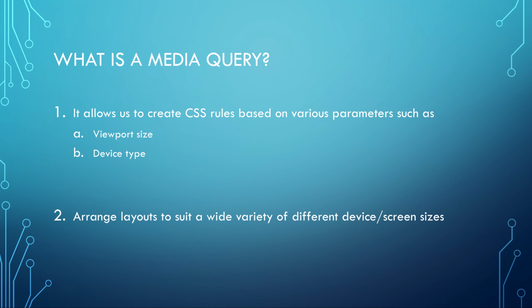Essentially, what media queries do is allow us to create CSS rules based on various parameters. For example, viewport size or screen size or device type that you are viewing your website on. The idea is that we can arrange your content layout to work on a wide variety of different devices or screen sizes. For example, we could create a media query which targets just a mobile screen size, and we create a whole set of CSS rules that are going to target those screen sizes so that the layout is going to look different on the mobile devices.